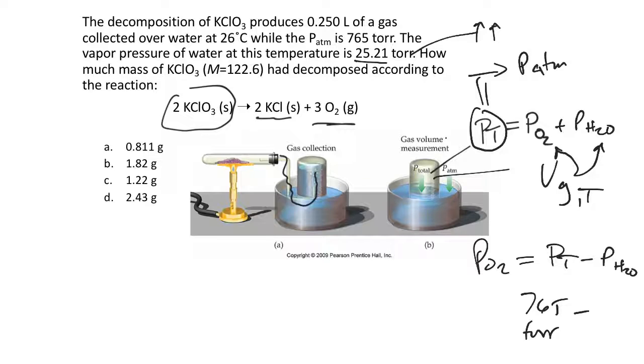Anyways, so the total pressure is 765 torr, the atmospheric pressure that the sample is collected at. So the total pressure of our gas inside the beaker will equal whatever atmospheric pressure was that day. That's 765 torr. And then we subtract the partial pressure of water. So of that pressure, 25.21 torr of it is due to the water vapor from the water vaporizing underneath the oxygen gas we're trying to collect. So the pressure of our oxygen is a little bit lower than standard atmospheric pressure that day.